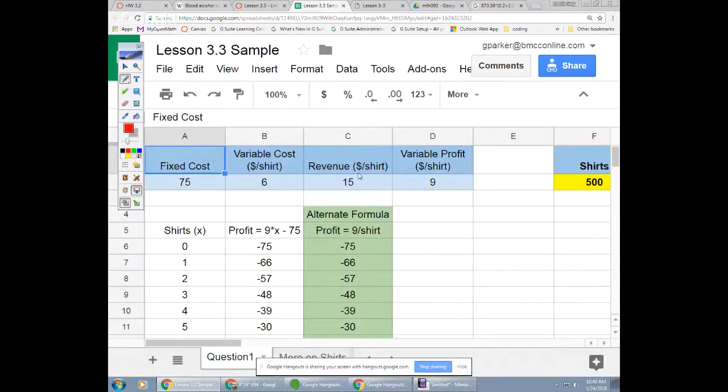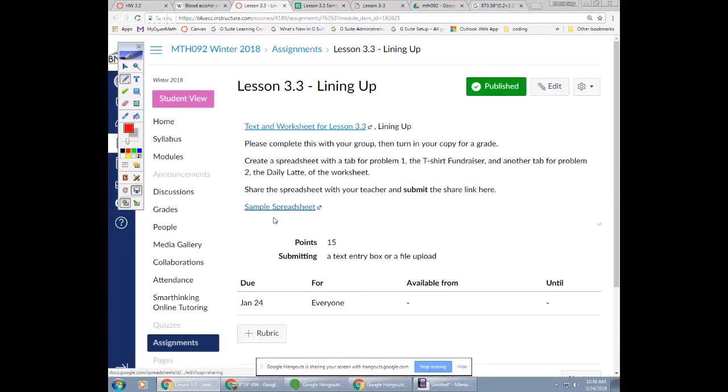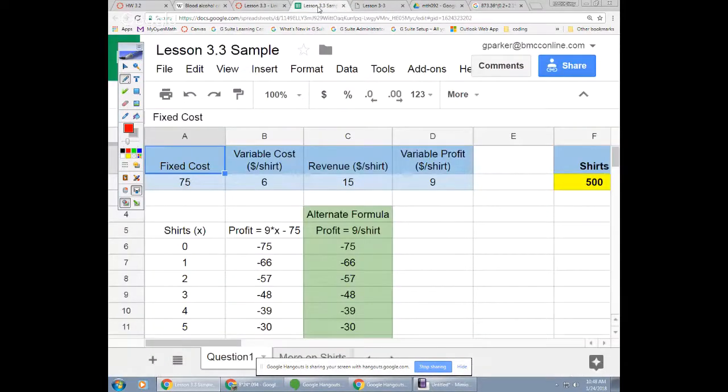So this spreadsheet is there for you to grab if you want. It's on our lesson 1.3 page. And I want you to try and build one from scratch. It doesn't have to look exactly like mine. So in the top, I just made a note. My fixed cost is 75 bucks. My variable cost is $6 per shirt. Revenue is 15 bucks per shirt. Variable profit is $9 a shirt.